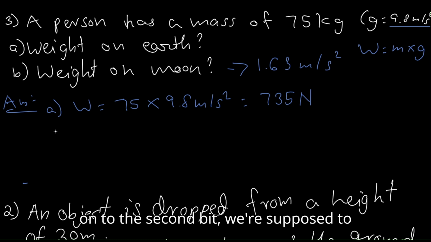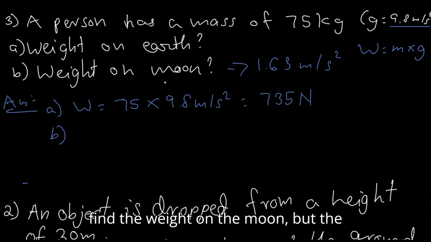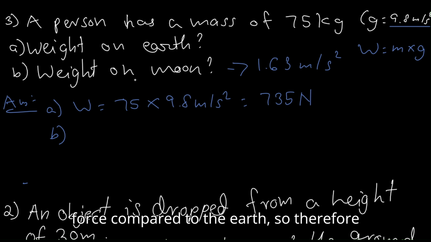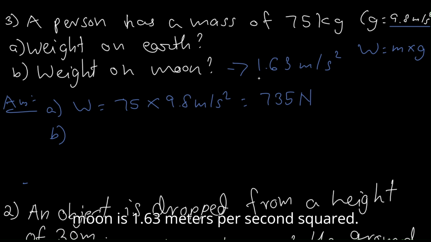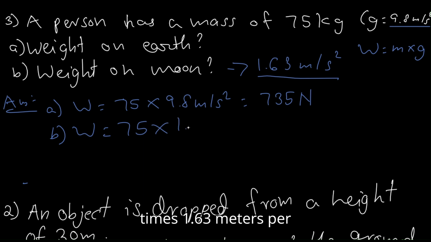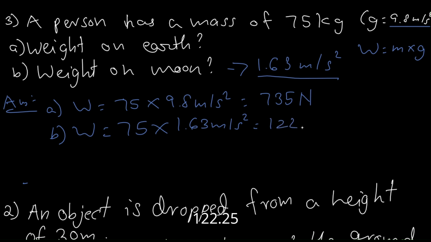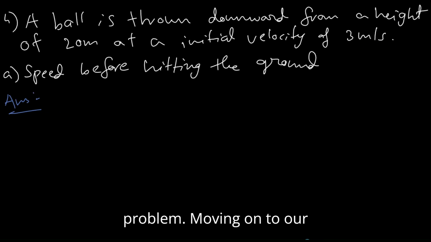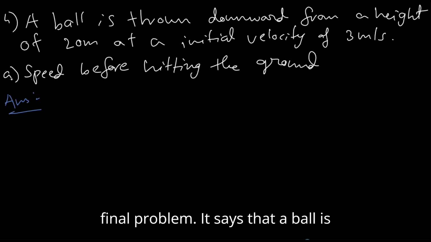Moving on to the second bit, we're supposed to find the weight on the moon. But the moon has a lesser gravitational force compared to the Earth, so therefore the acceleration due to gravity on the moon is 1.63 meters per second squared. So we're going to plug in the values. 75 times 1.63 meters per second squared is approximately 122.25 Newton. And that's how you do the third problem. Moving on to our final problem.